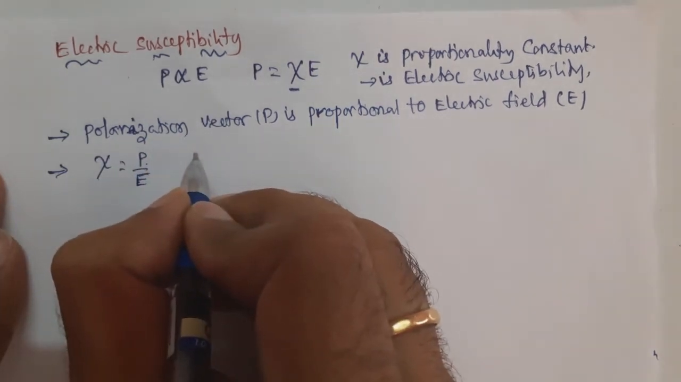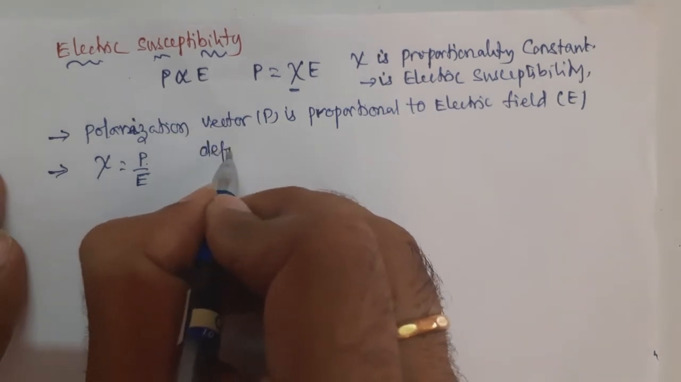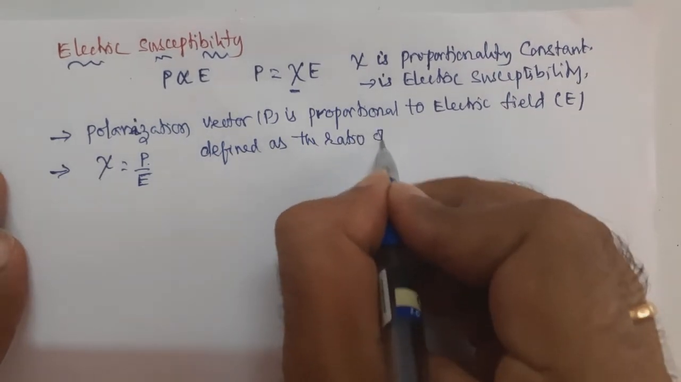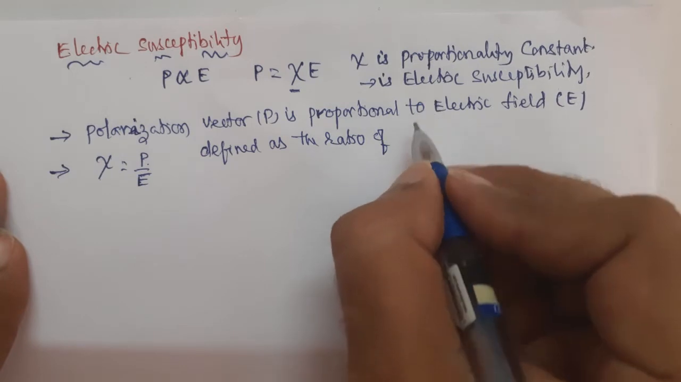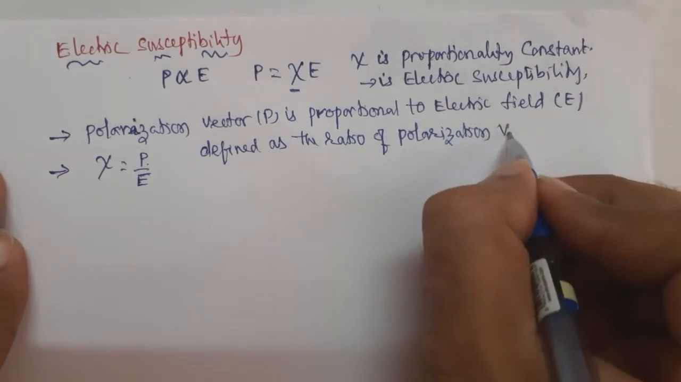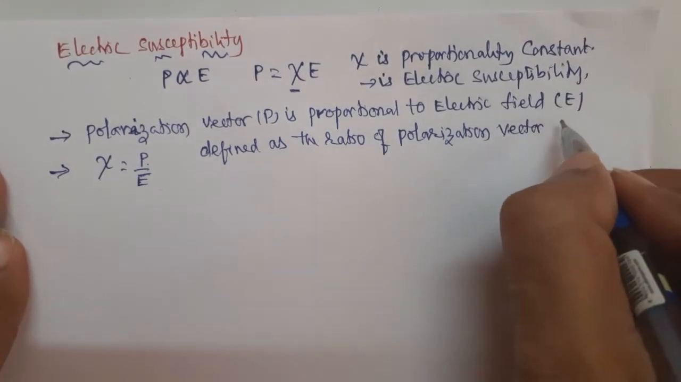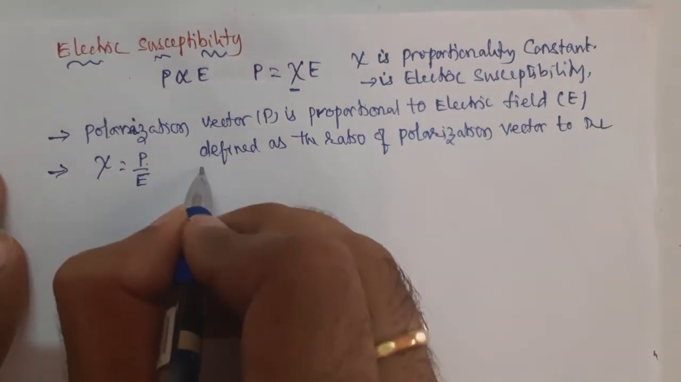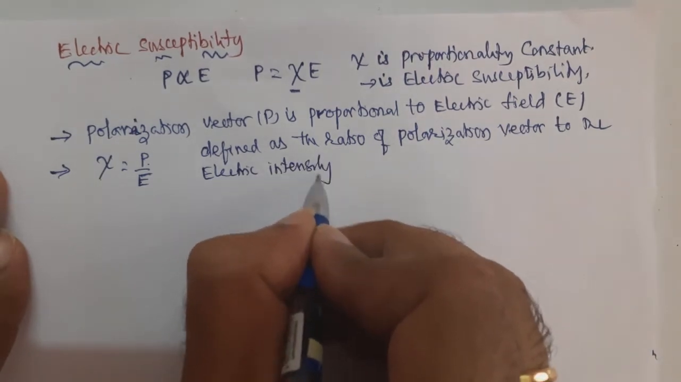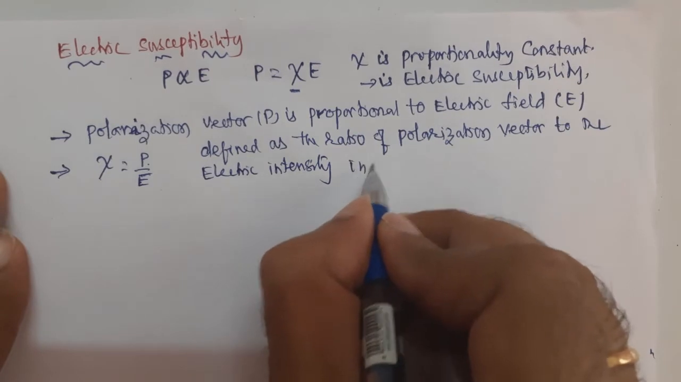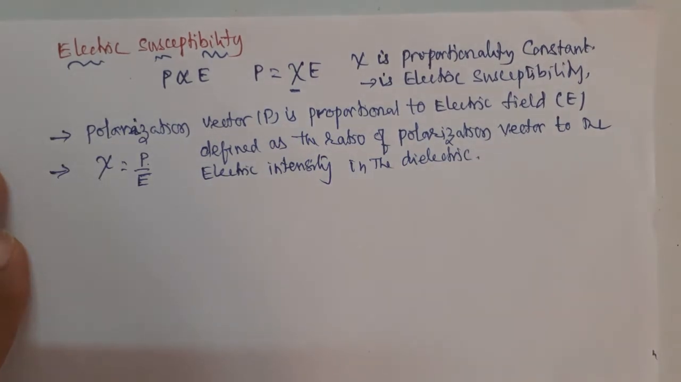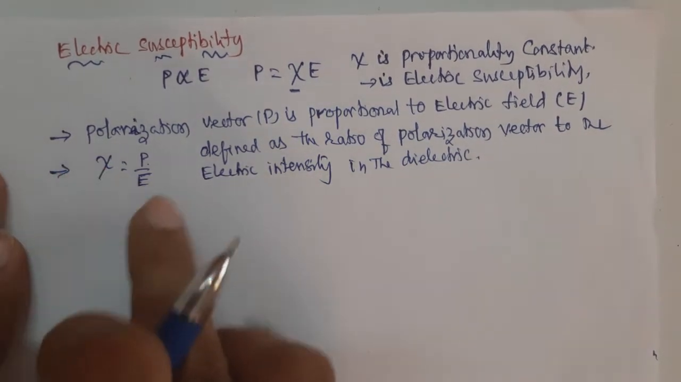It is defined as the ratio of polarization vector to the electric intensity in the dielectric. This is nothing but the electric susceptibility.